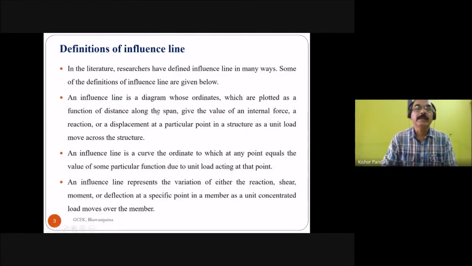An influence line is a diagram whose ordinates, which are plotted as a function of distance along the span, give the value of an internal force, a reaction or a displacement at a particular point in a structure as a unit load moves across the structure. Then, in other words, an influence line is a curve, the ordinate to which at any point equals the value of some particular function due to unit load acting at that point.